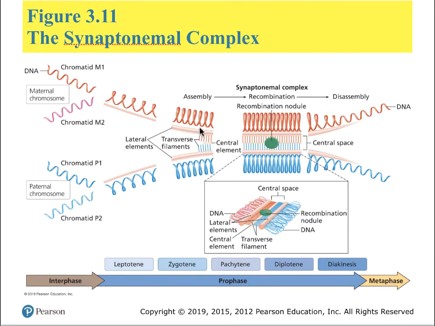The proteins are present here, and those proteins hold the DNA together between two non-sister chromatids. And the presence of this green dot indicates a recombination nodule, a recombination machine that's present on the surface between the two DNA molecules. And this is responsible for precisely cutting and rejoining the DNA between the two non-sister chromatids.